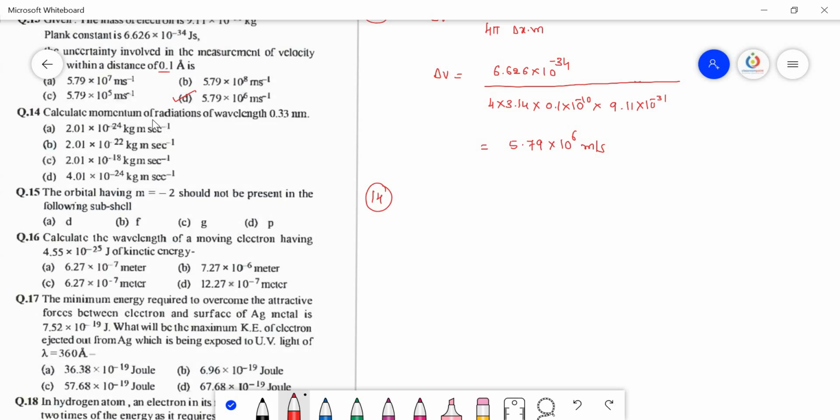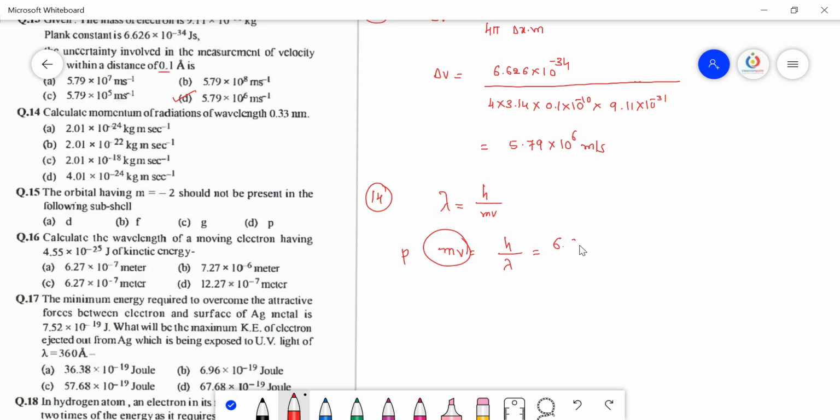Calculate the momentum of radiations of wavelength 0.33 nanometer. So we know de Broglie's equation: lambda equals h by mv, and mv equals h divided by lambda. They asked to calculate the momentum, so this value equals the momentum. We can write P here directly.